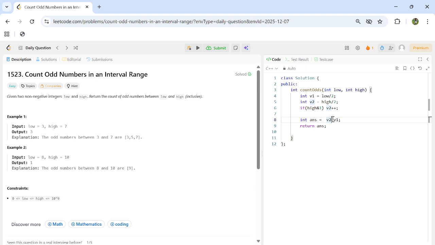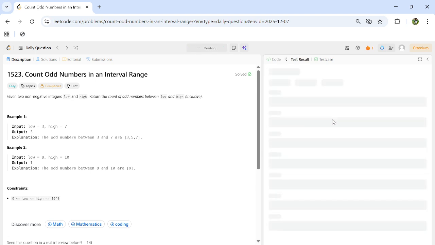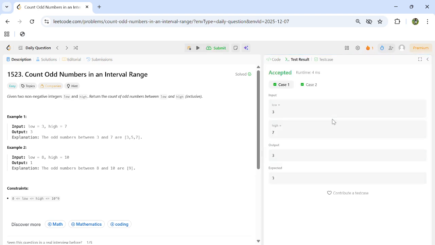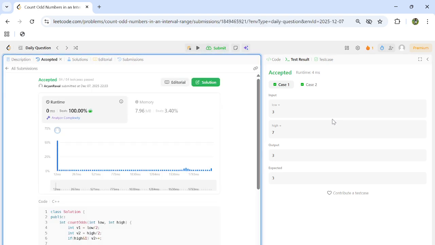I hope you understood it well. Now we will just run it and see whether it is getting submitted or not. It is running fine. Let's submit it. Beautiful. It is submitted. So thank you.